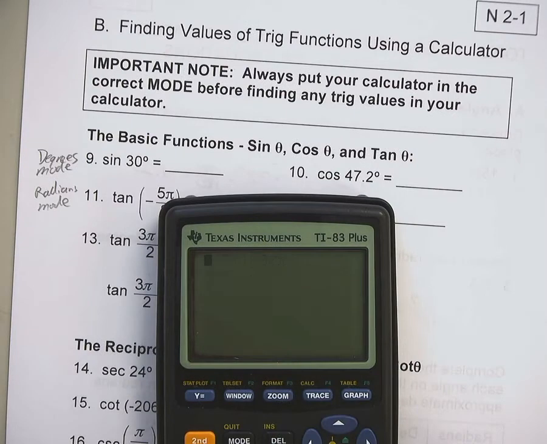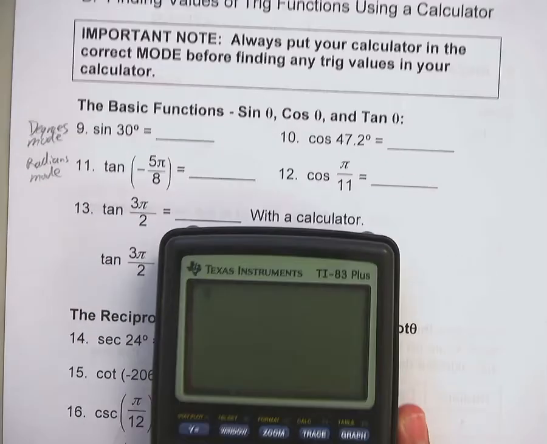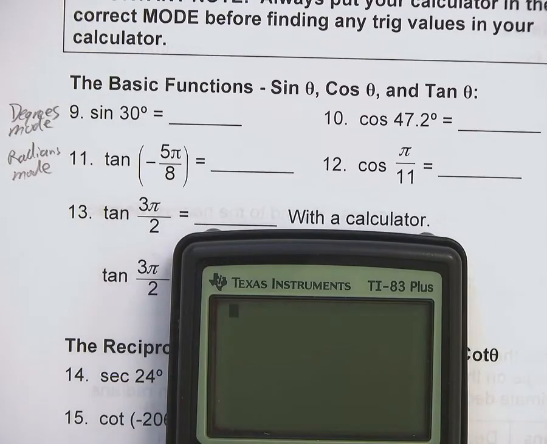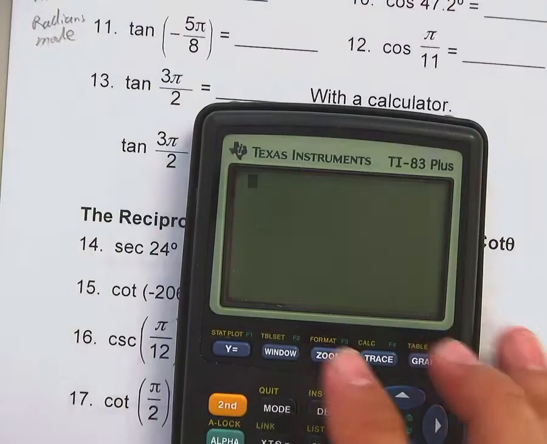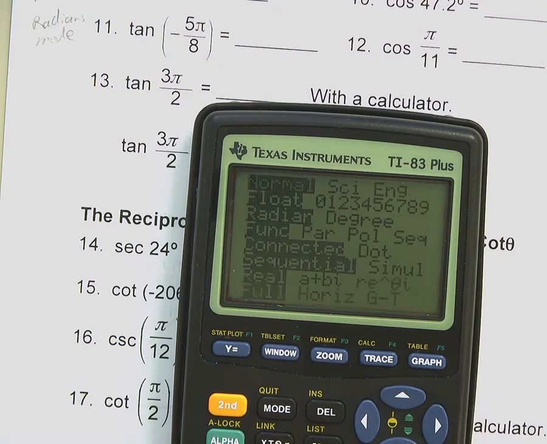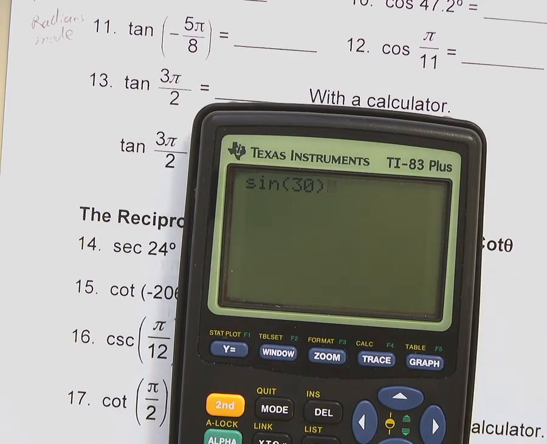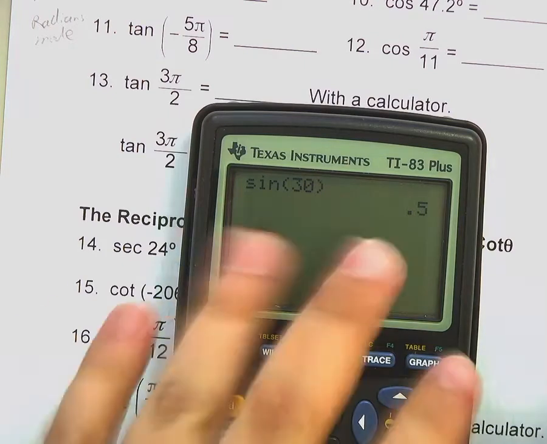Sorry, I'm feeling goofy today. Sine of 30 degrees. First off, I need to go to mode. Let me click it right here on mode. Scroll down to where it says degree. Press enter and highlight degree. And then you can press sine of 30 degrees. Now you already know from the unit circle that the sine of 30 degrees should be 1/2. Well, fantastic. There it is.